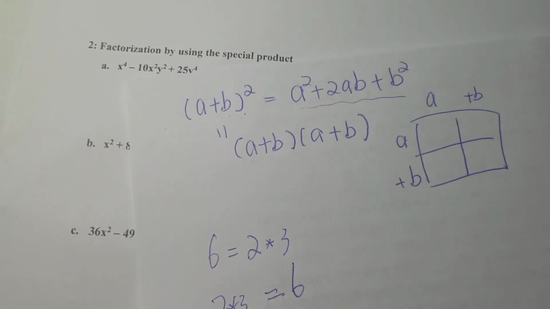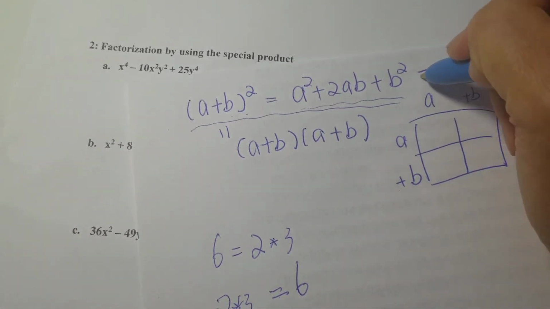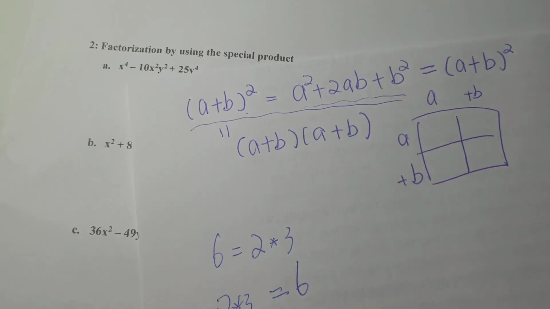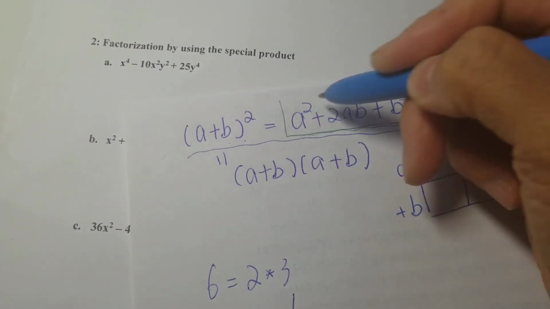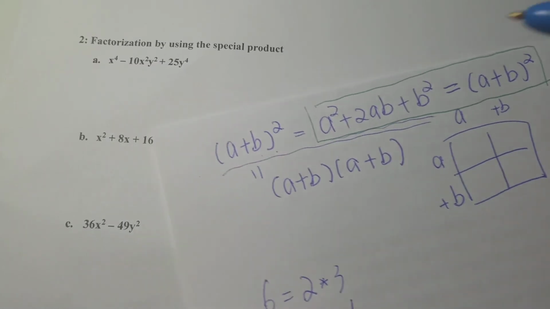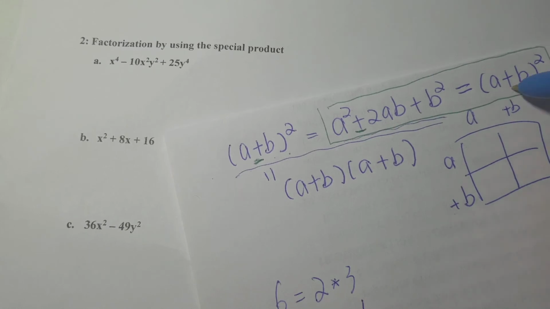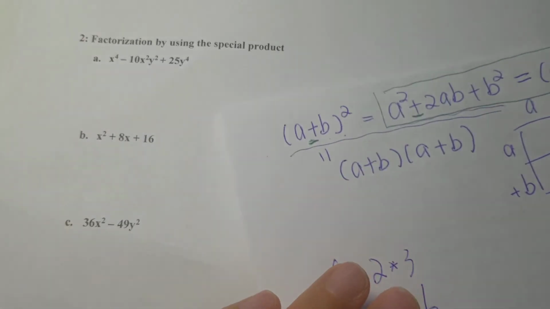Now we need to use the special product backward. Because they're equal, I can write it in that way. So most likely the one we're going to use is this direction. Okay, so if you have a negative sign and the middle term is negative, this is how we combine them together. Now let's see the questions.